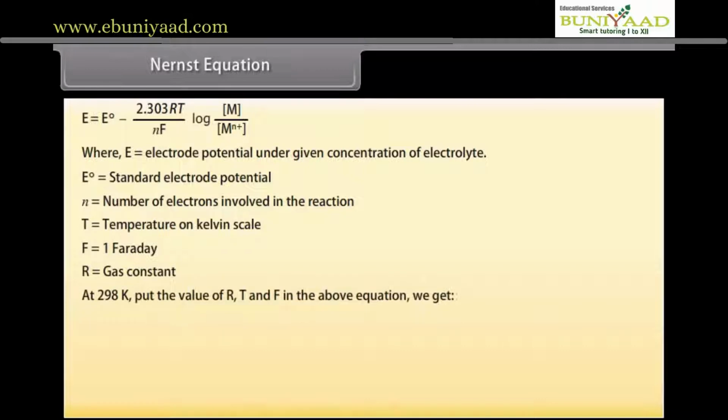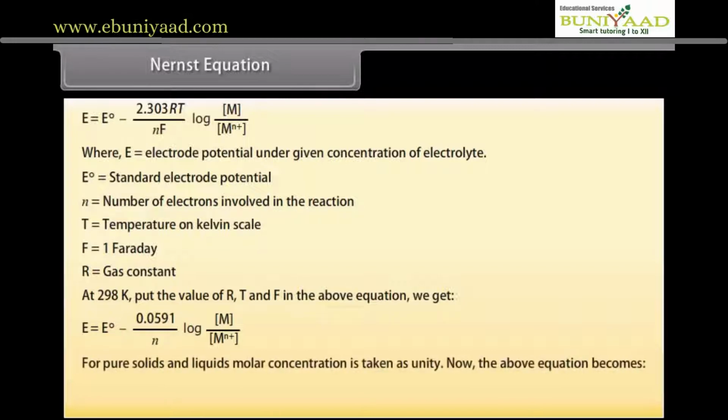At 298 Kelvin, put the values of R, T and F in the above equation. We get E is equal to E naught minus 0.0591 upon n log M upon M-ion. For pure solids and liquids, molar concentration is taken as unity. Now, the above equation becomes E is equal to E naught minus 0.0591 upon n log 1 upon M-ion.